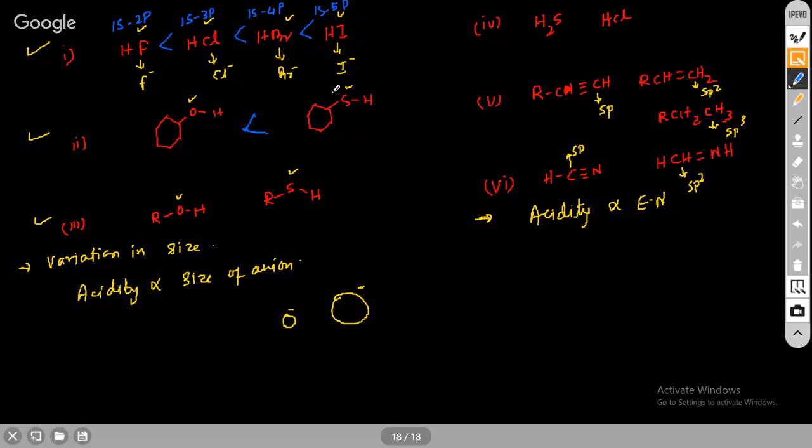Okay, so now you see the first three that I have given you, it is based on the size factor. Oxygen, sulfur, both will have negative charge in its conjugate base, but sulfur having more size, that's why the stability of this compound is more, and hence the acidity of this is more. Oxygen, sulfur, again you see, both will have negative charge in its conjugate base. Sulfur having more size, stability of this is more, and hence acidity order is this.